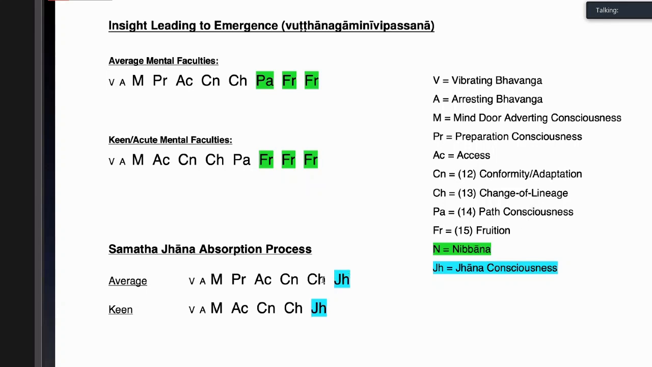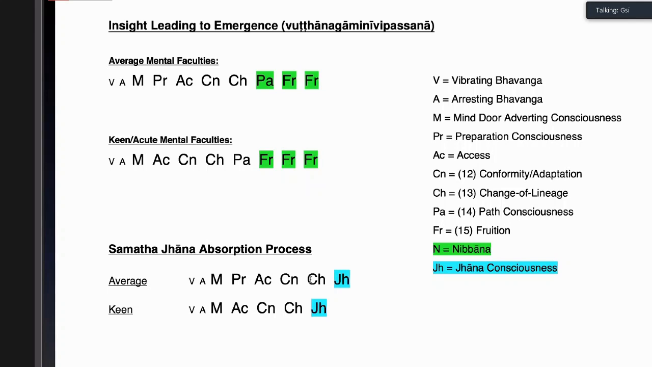Gotrabu consciousness, Gotrabu chitta, or change of lineage consciousness. They call it change of lineage. It's not because you change from Ariyat or Putujana to Ariya. That one belongs to insight. In Samatha, we call it the change of lineage.